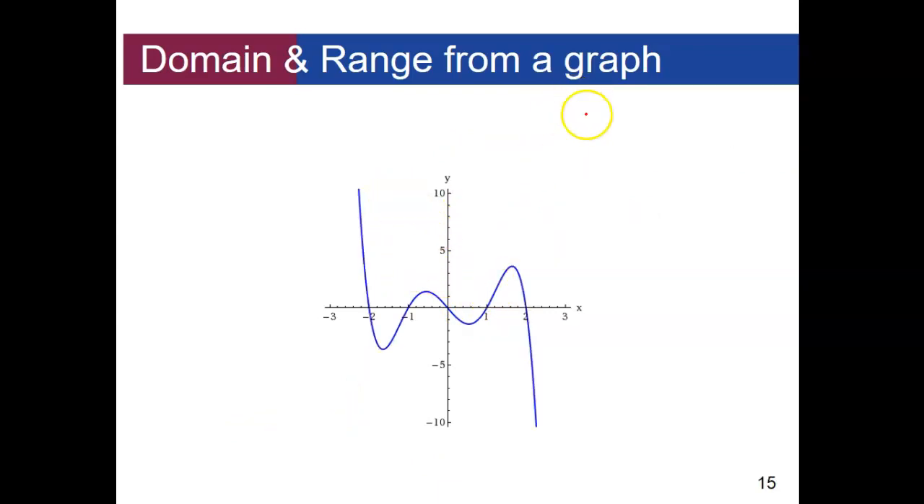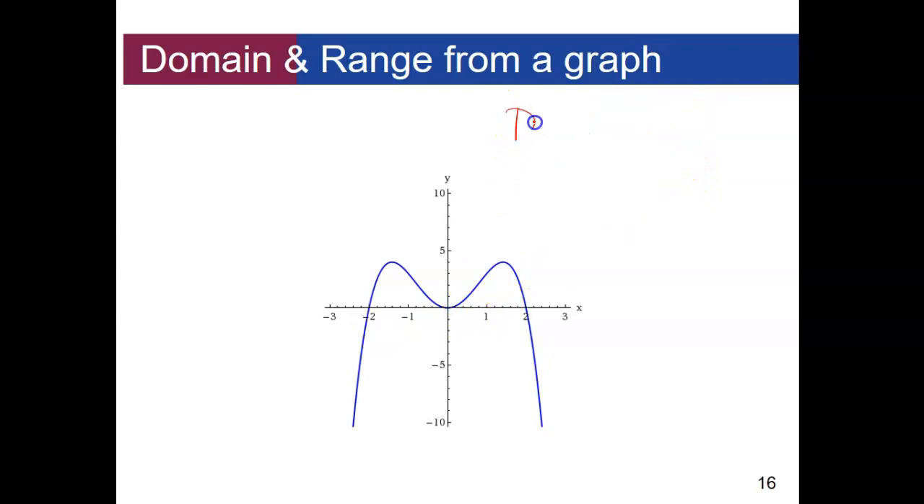Okay, this is another one that the domain is going to be all real numbers, and the range is also going to be all real numbers because, again, consider these have the arrows on them, so they're going up and out and down and out, so it's going to cover all of the values here.